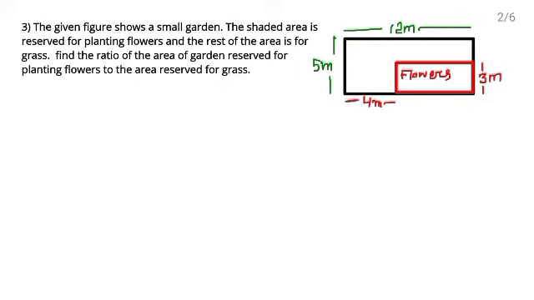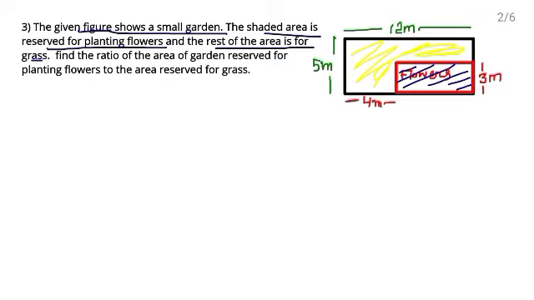Question number 3. The given figure shows a small garden. What is this given figure showing? It is showing a small garden. The shaded part is reserved for planting flowers. This shaded part is reserved for planting flowers, and the rest of the area is for grass. This rest area is for grass.